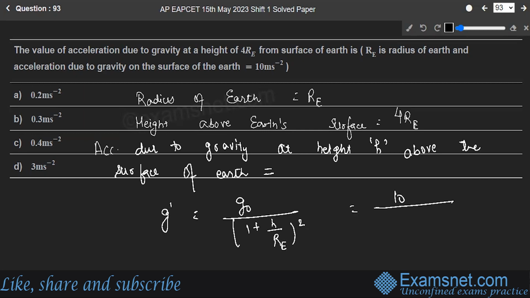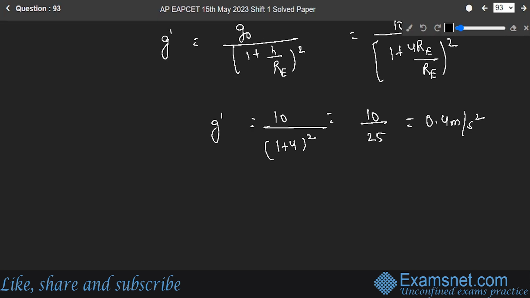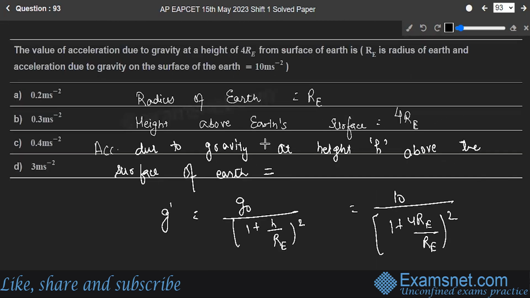Here g0 is 10, and 1 plus h upon R_E equals 1 plus 4. So g' = 10 upon (1 + 4) squared, or 10 upon 25, that gives you 0.4 meter per second square. So the value of acceleration due to gravity will be 0.4 meter per second square.